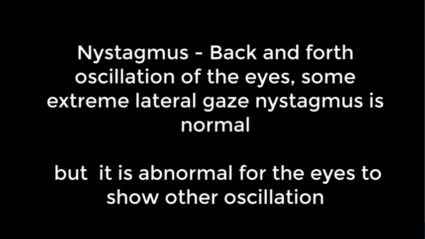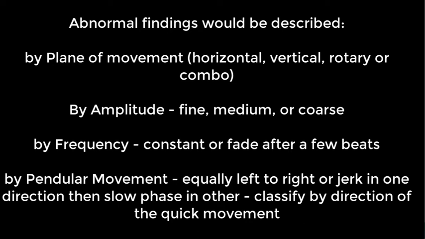Next, we will be looking at the back and forth movement of the eyes, which is called nystagmus. Now, some minor degree of nystagmus is normal when you have a patient looking to the extreme outside edge of one direction or the other, but we should not see oscillation of the eyes, otherwise that is an abnormal finding.